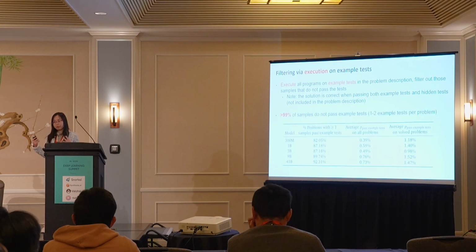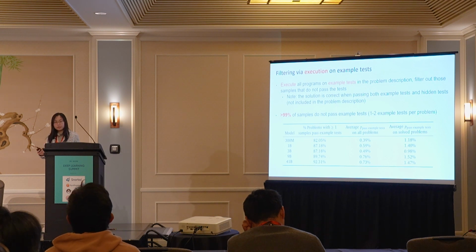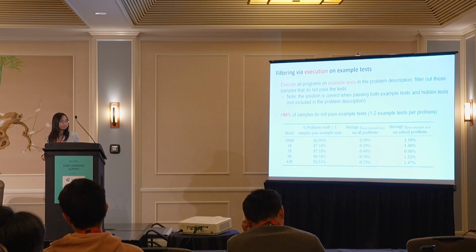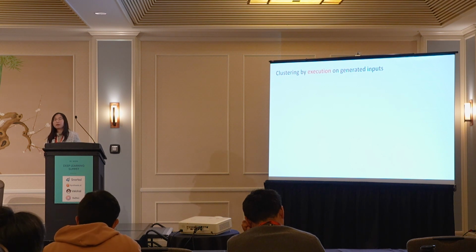This simple filtering alone can already eliminate over 99% of the samples. On the other hand, it also shows that the current language models still have some flaws because it cannot even pass the example tests that are already given as part of the model input. Then, if we consider 1 million initial candidates, then 1% still includes around 1,000 programs. Then, to select 10 out of these 1,000 programs, we have a second process called clustering.